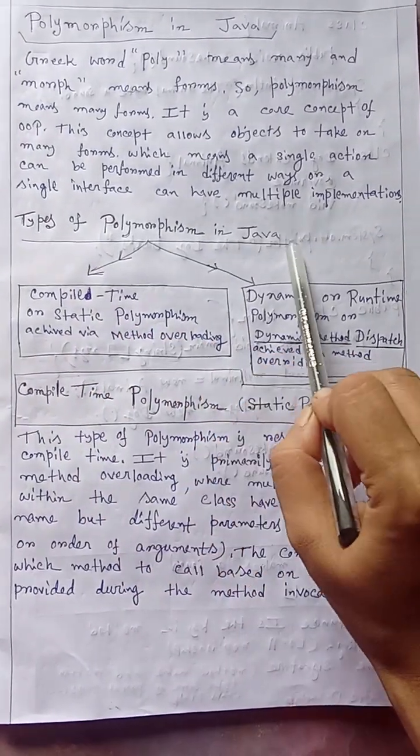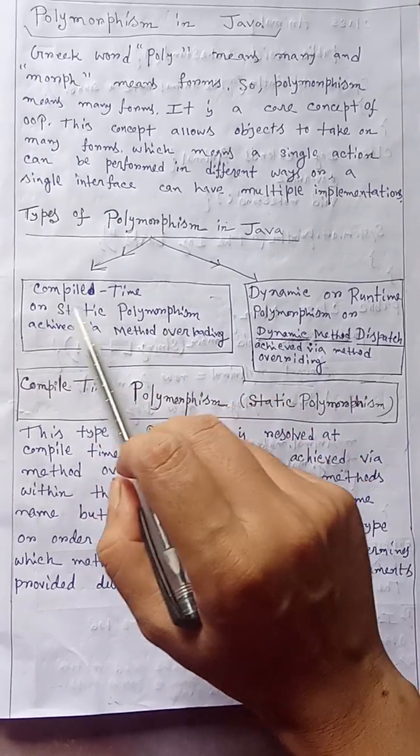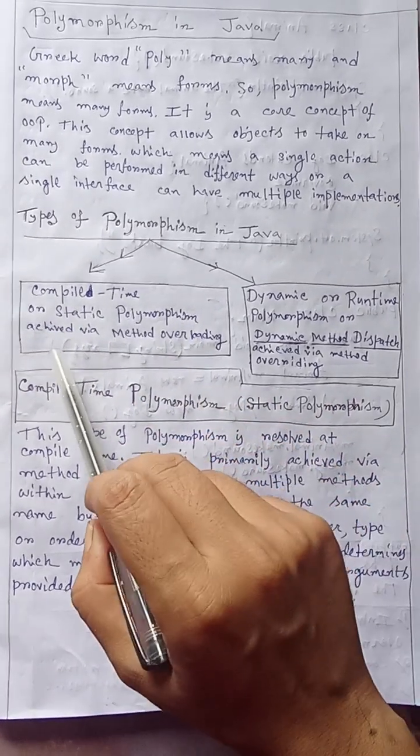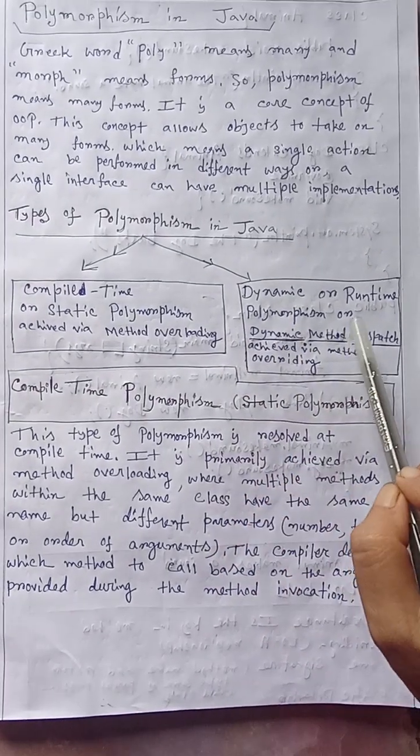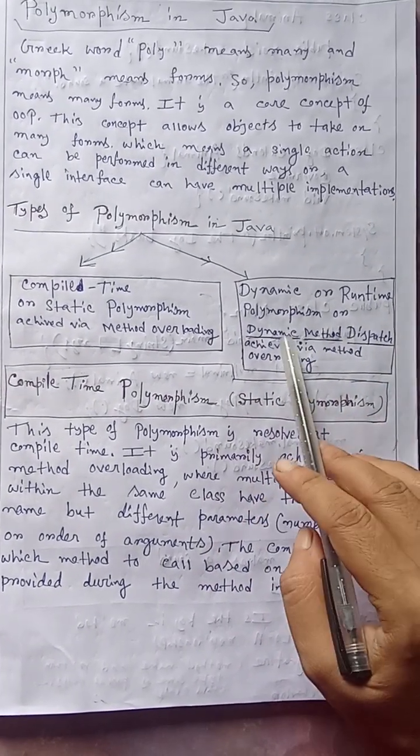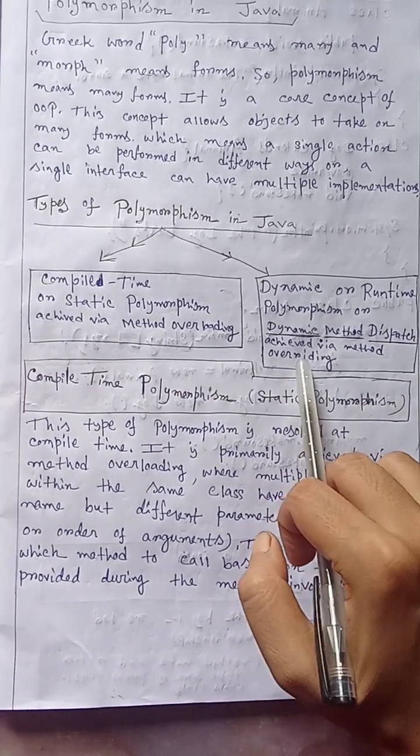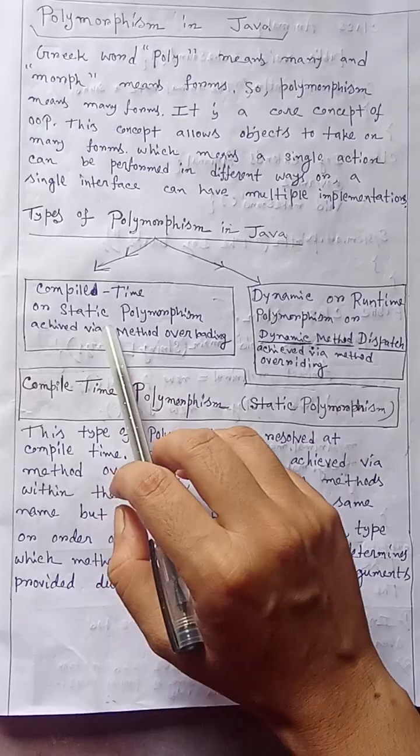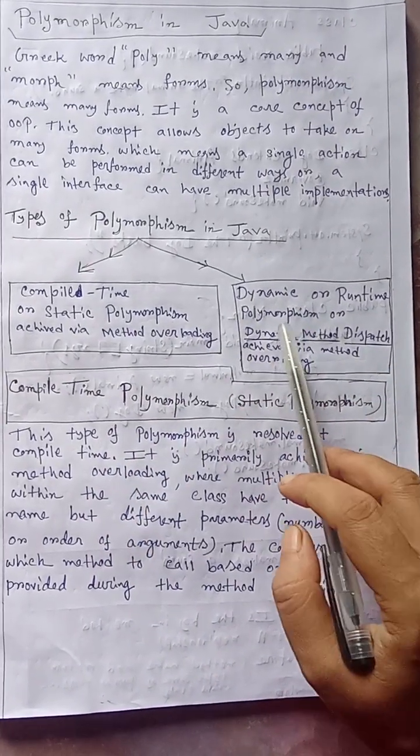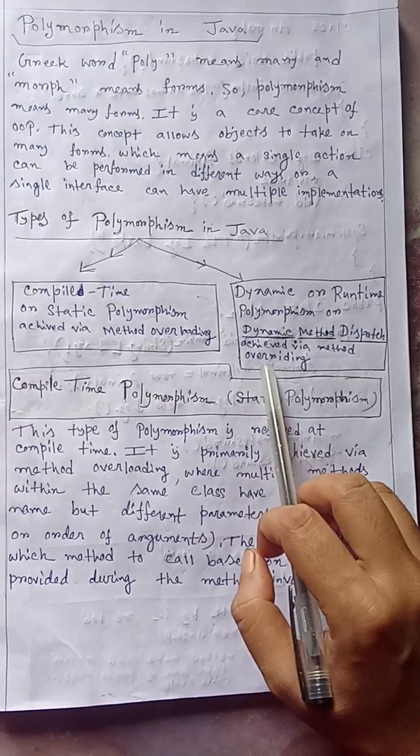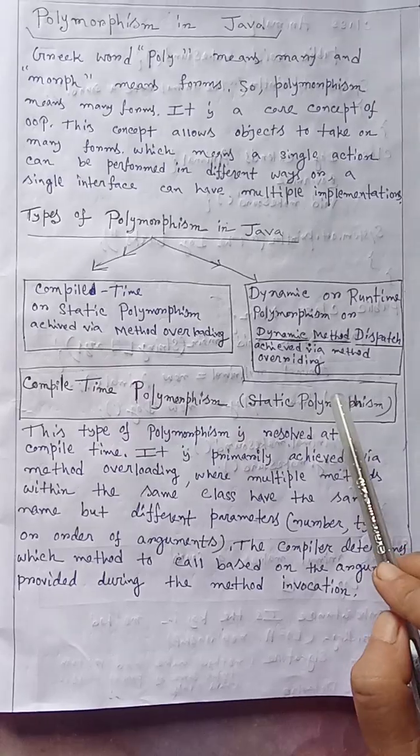Types of polymorphism in Java. Java mainly has two types of polymorphism. One is compile time or static polymorphism, which is achieved via method overloading. Another is dynamic polymorphism or runtime polymorphism or dynamic method dispatch. This is achieved via method overriding. So, compile time or static polymorphism is achieved via method overloading, while dynamic or runtime polymorphism is achieved via method overriding. What is compile time polymorphism or static polymorphism?